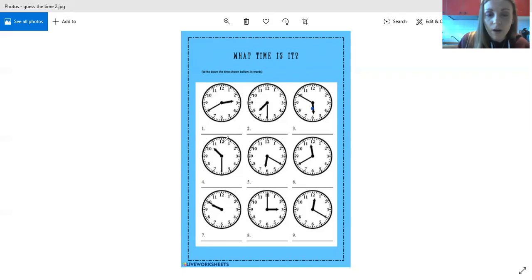Okay, picture number 4. We see the short hand between 10 and 11 and the long hand on 6. So I want you to say out loud what time it is. Okay, so it's 10:30. So I think it's easy until now. I hope so. So let's see the next one. The next one has the short hand on 6 and the long hand on 4. So if you can say out loud what time it is, I will wait.